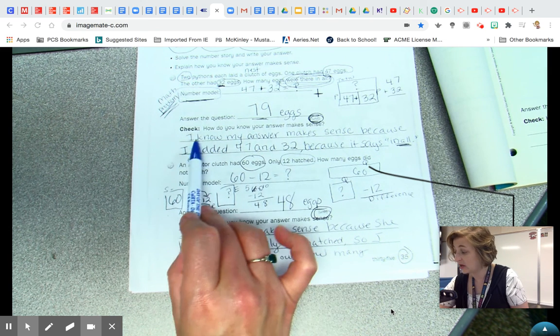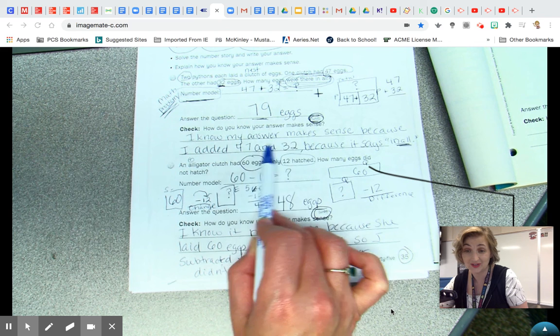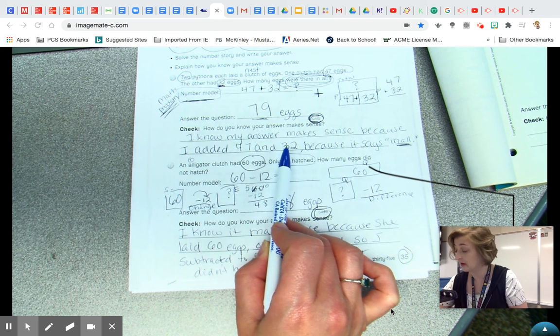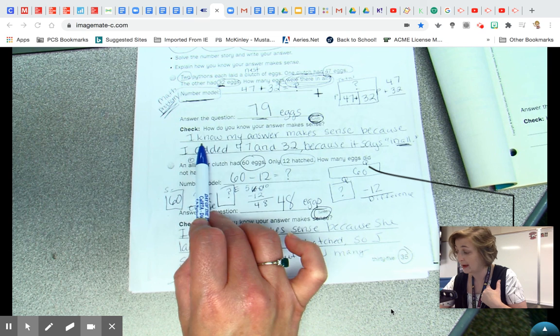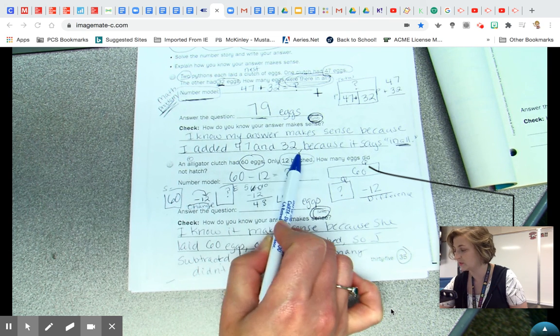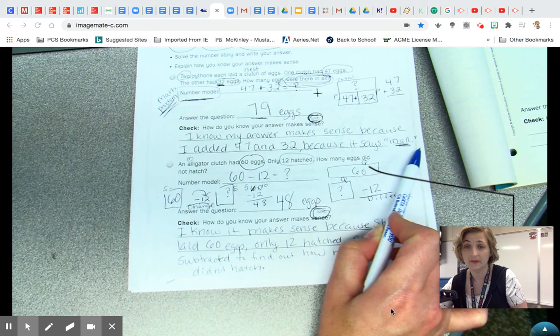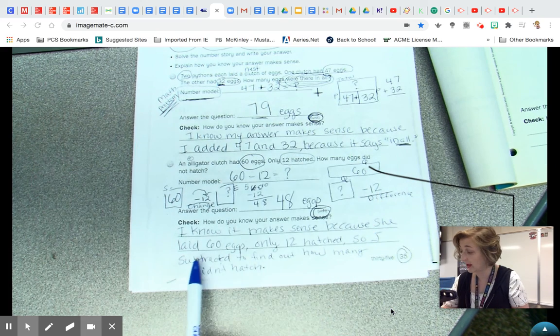All right, and then how do we know our answer makes sense? So we're working on repeating our question, okay, in a complete sentence. So how do you know your answer makes sense? I know my answer makes sense because I added 47 and 32 because it says in all. So I knew to add because that was my clue, okay?